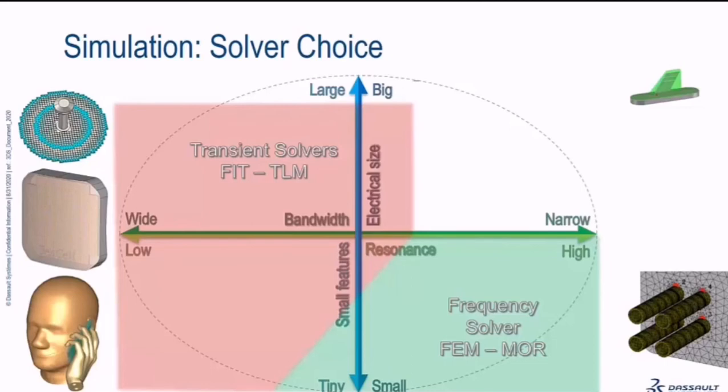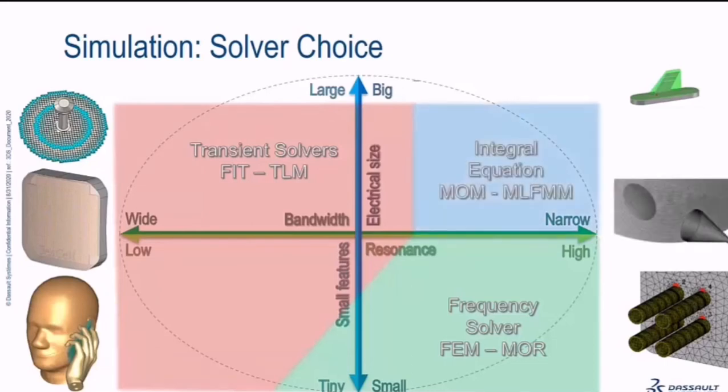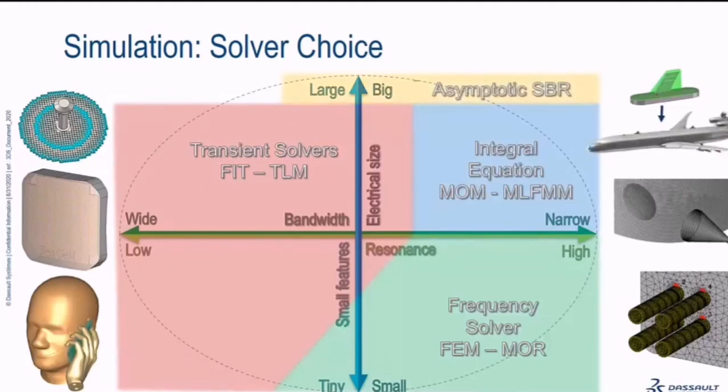If we go larger in terms of geometry, then we might think about using surface mesh-based approaches like the integral equation technique, so method of moments, or multi-level fast multipole methods, or even larger, especially when we're thinking about antenna placement, we might be thinking of asymptotic techniques like the shooting bouncing ray method.